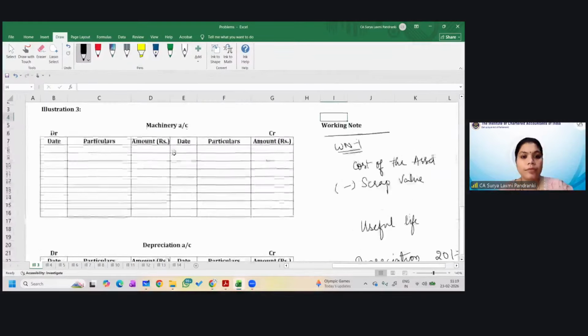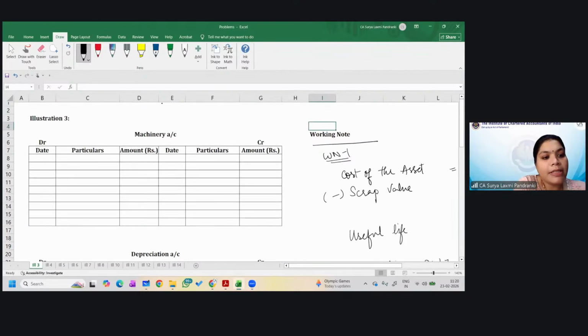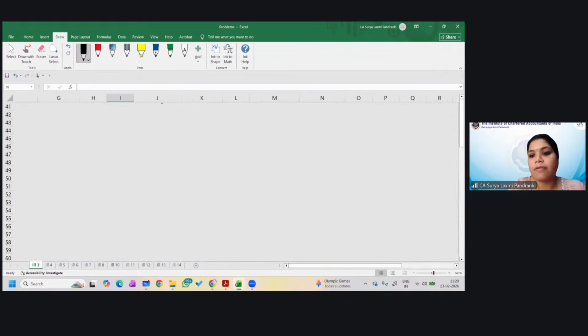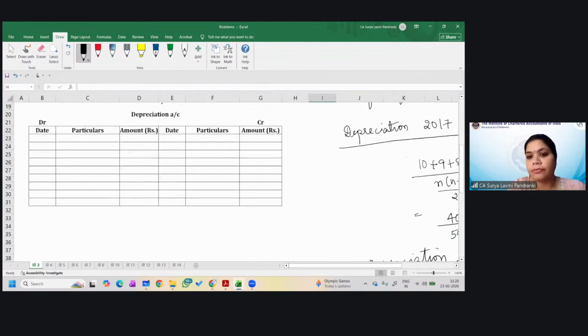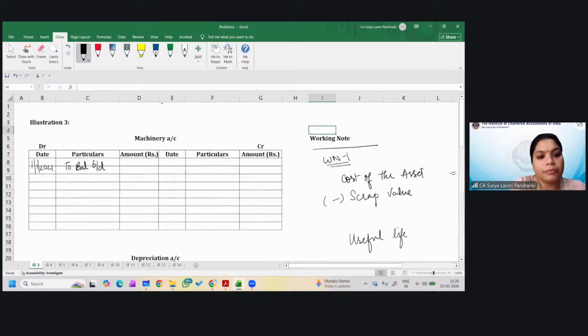let us go back to this machinery account. In the machinery account, what is the balance that you have to take? You have to take it on the debit side or credit side. The balancing figure should be on the debit side. So 1/1/2021 to balance brought down will be how much? What was the value that we have calculated? 3,60,000. Done? Okay.